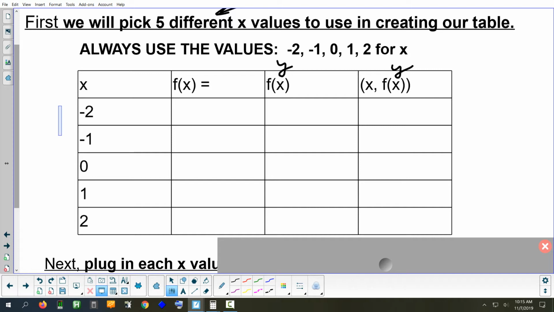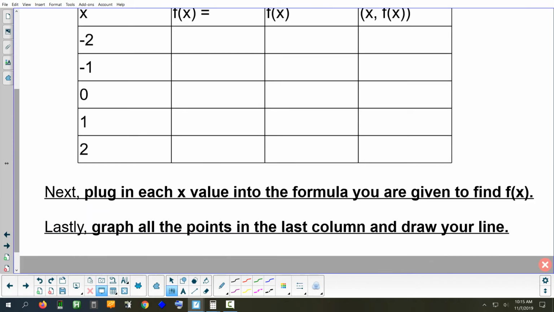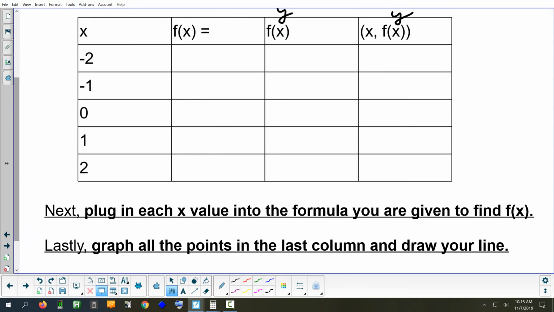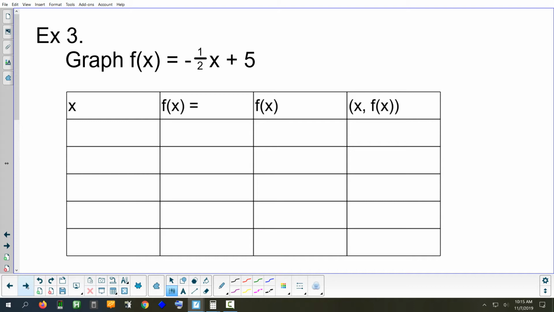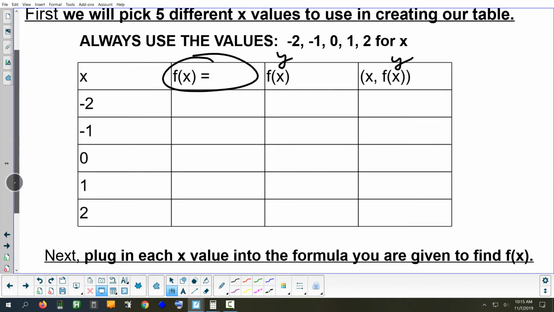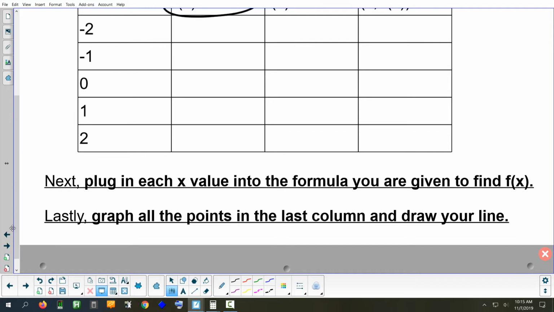All right, so now, once you have these values, you say, okay, I'm going to pick the values he told me to pick. I'm going to put in negative 2, negative 1, 0, 1, and 2. You have to do what we did in example 1. You have to plug in each one of these numbers, one at a time, into the formula that they give you. What's the formula? Well, I don't know. Every problem's a little different. And the problem we're going to do, that's going to be the formula. So plug in each x value, negative 2, negative 1, 0, 1, 2, into the formula to find the y value, to find f of x. So you plug in a value for x, you get the answer for y.